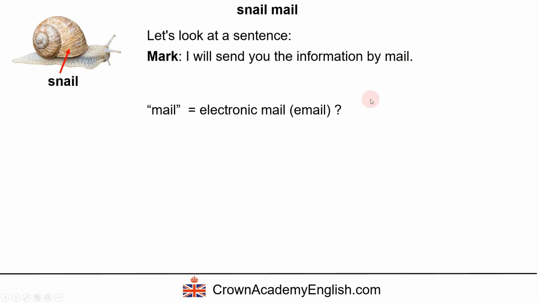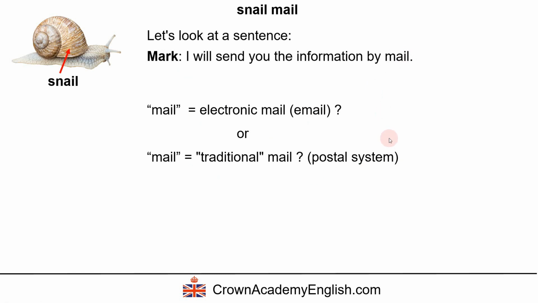Well, maybe mail means electronic mail. So maybe Mark is going to send me an email. Or maybe Mark means traditional mail, by post. Maybe he's sending me the information by post. But we don't know, so it's not clear. It's not clear if Mark means email or post. It's not clear, is it? We're not sure. We say that this is ambiguous.